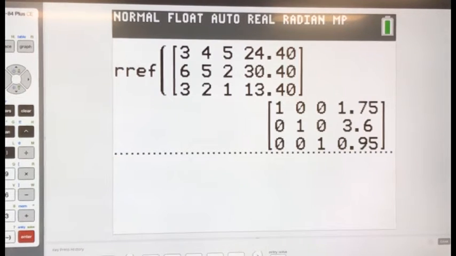$1.75. Very good. What was the price of markers? $3.60. And what was the price of glue? 95 cents. There you go. That sounds about right. I did mention watch out for decimals, but since we are talking about money here, this looks like it will be an acceptable solution, especially since I have diagonal ones here. Reasonable. So there's my solution.